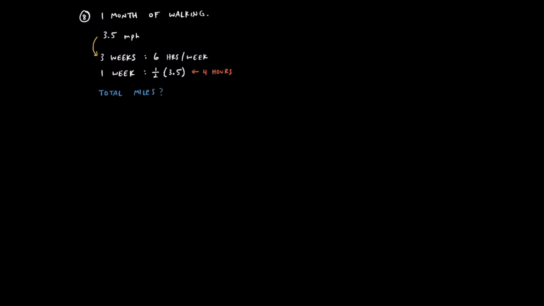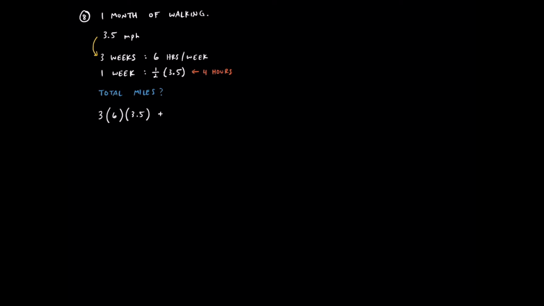Okay, so let's see. This person is going to say for weeks 1 through 3. Well, 3 weeks, let's do 3 times 6, that makes sense, I think. 3 times 6, because they're walking for 18 total hours. And then they're also walking 3.5 miles an hour for each of those hours, right? So that's going to be for the first 3 weeks.